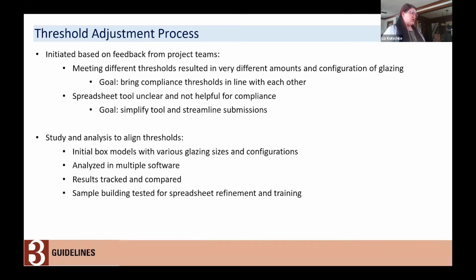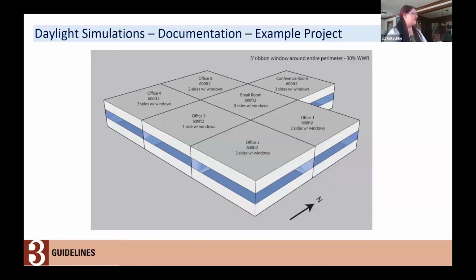So we did a lot of tracking and comparing of results across spreadsheets and charts and tables to get to where we are now. And then there was a sample building developed to do the refining of the spreadsheet tweaks and for this training session. So that sample building is this one. It is 7 rooms with various daylighting conditions. It has a 30% window to wall ratio on all faces, just a simple ribbon window for modeling purposes.